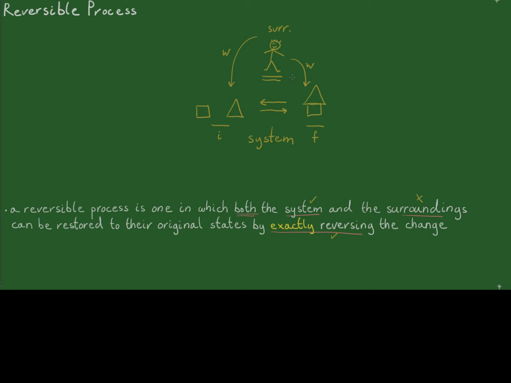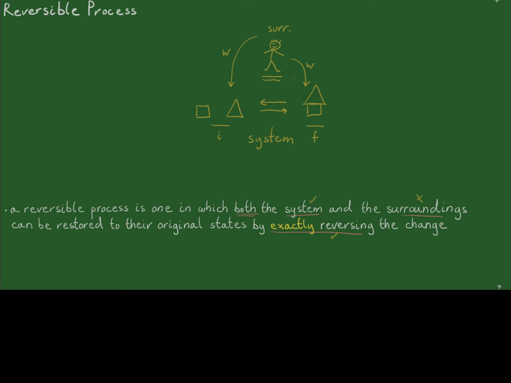What about a spontaneous process? Well, it turns out that the spontaneous process is also irreversible. That's because the reverse of a spontaneous process is a non-spontaneous process. And if non-spontaneous process is irreversible, then a spontaneous process must be irreversible too.